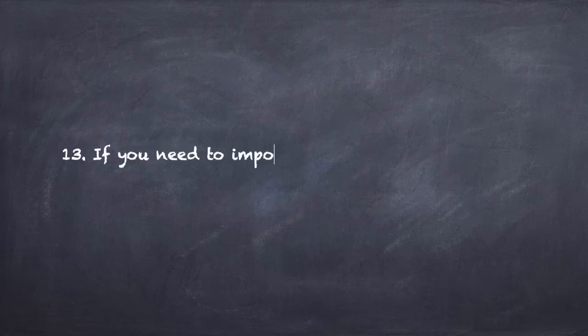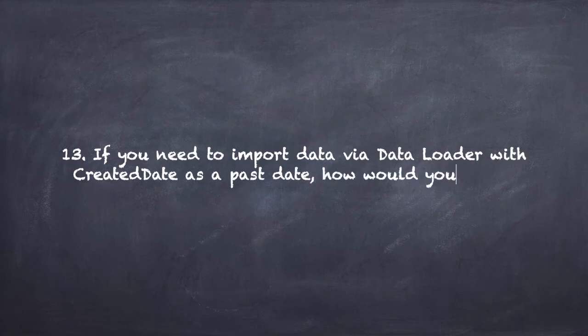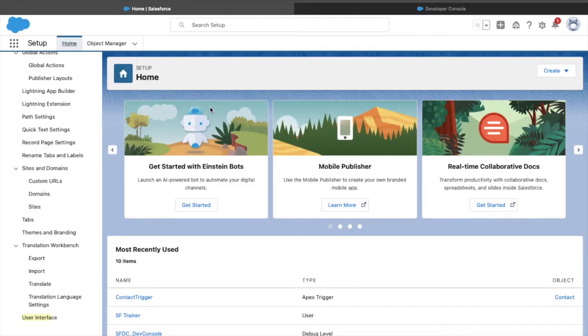So let's look at question number 13. If you need to import data via data loader with created date as a past date, how would you do it? Alright, so the very next question is, how do you insert or import records through the data loader if you want to keep the created date in the past, right?